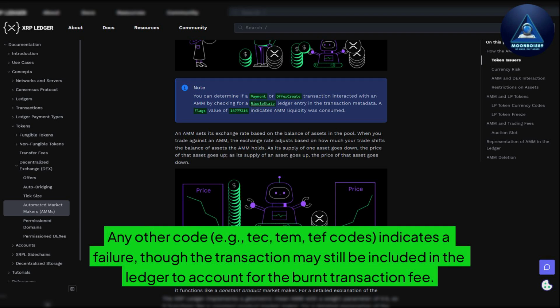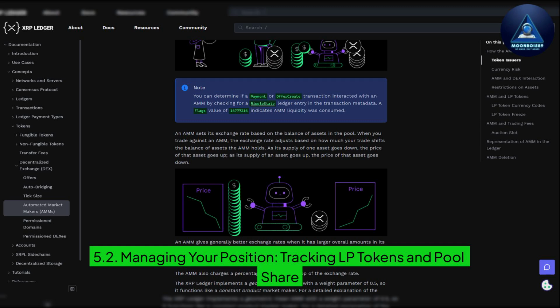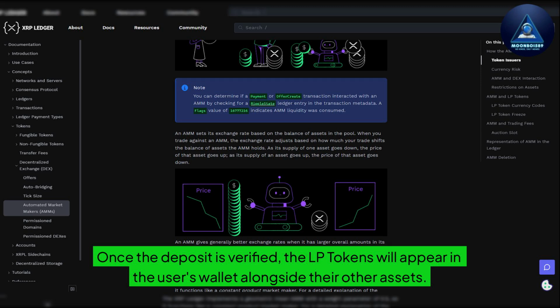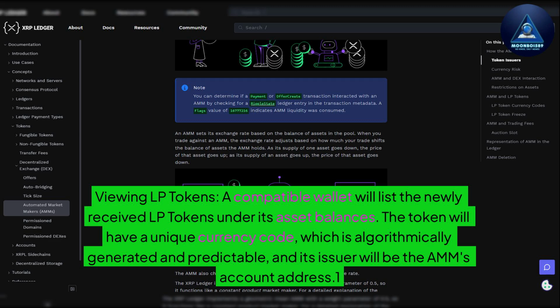5.2. Managing your position. Tracking LP tokens and pool share. Once the deposit is verified, the LP tokens will appear in the user's wallet alongside their other assets. Viewing LP tokens. A compatible wallet will list the newly received LP tokens under its asset balances. The token will have a unique currency code, which is algorithmically generated and predictable, and its issuer will be the AMM's account address. Calculating pool share.